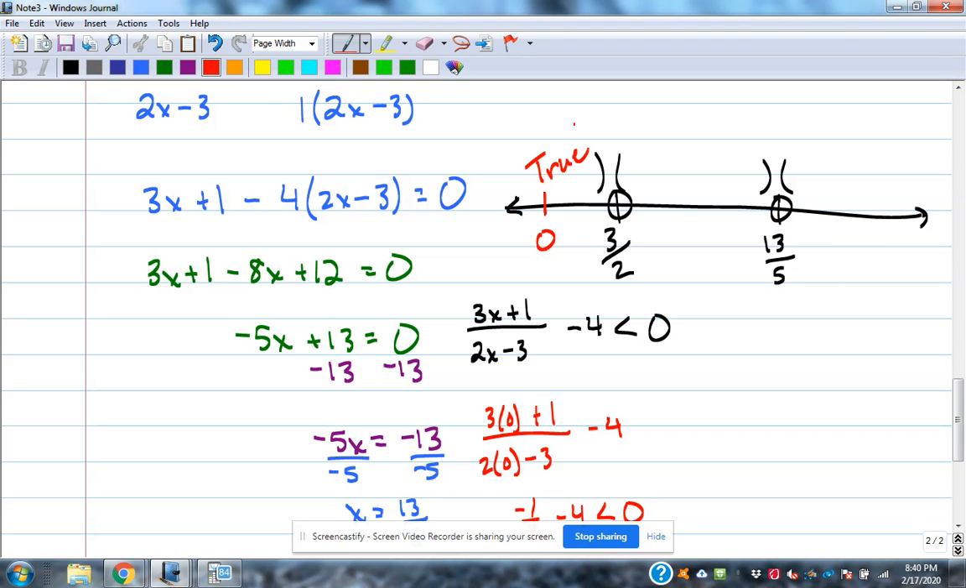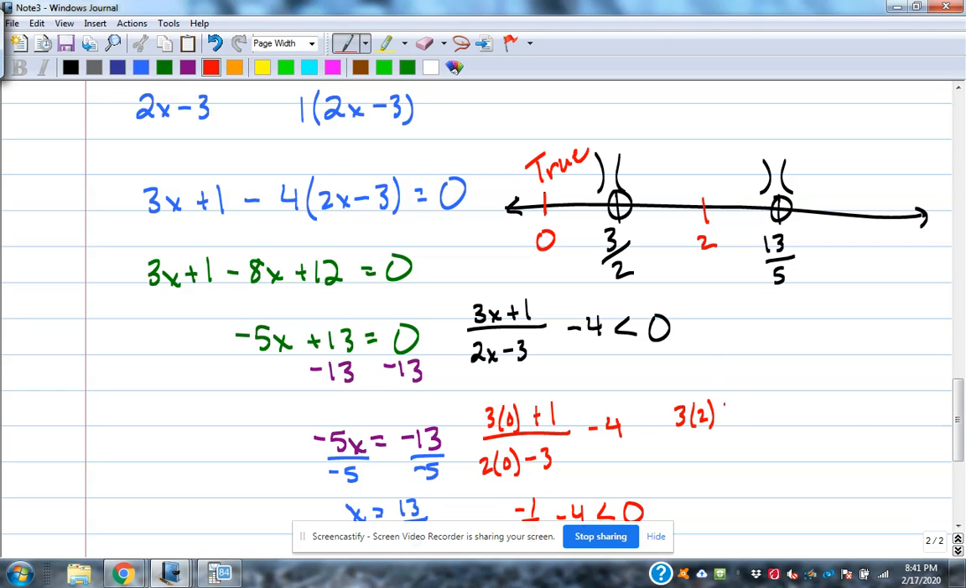I'm trying to save a little bit of time. And then I know this is 1.5. 13/5 is 2.6. So I need a number between 1.5 and 2.6. 2 is the best one, I think, that we could plug in. You could pick any of those other ugly fractions or decimals that you want to put in there. That doesn't matter. Just pick a number that's between those two.